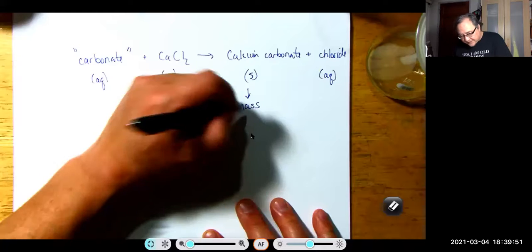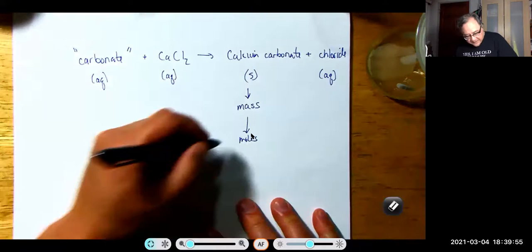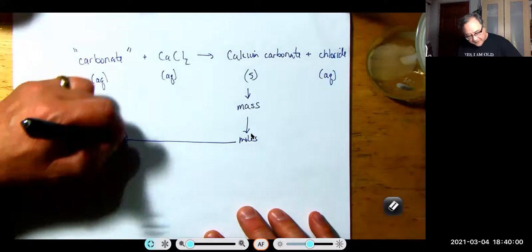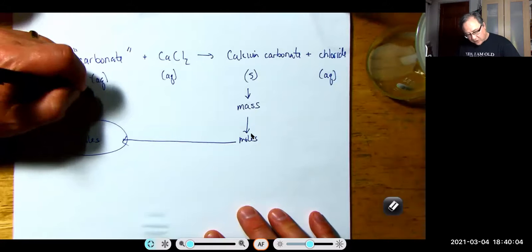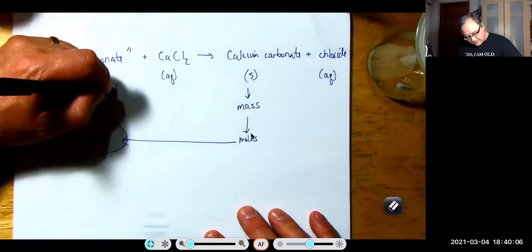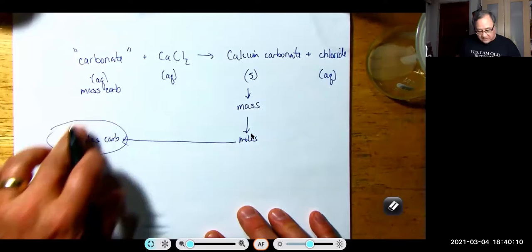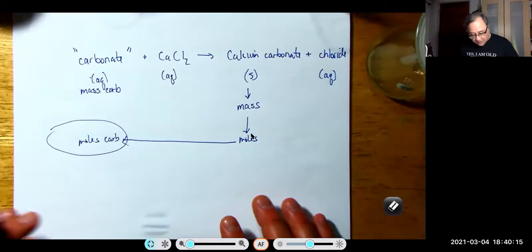So you can take the mass of this, get the moles of this, and then get the moles of your carbonate. And remember, you've weighed your carbonate, so you already have the mass of your carbonate. I'm going to call it moles of carb, because you know how it is. No one eats carbs anymore, so we're going to have carbs in this lab.